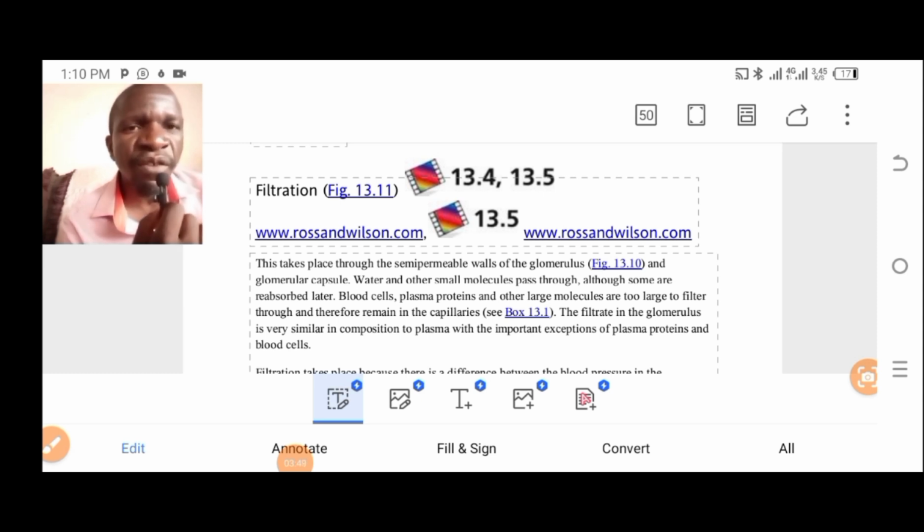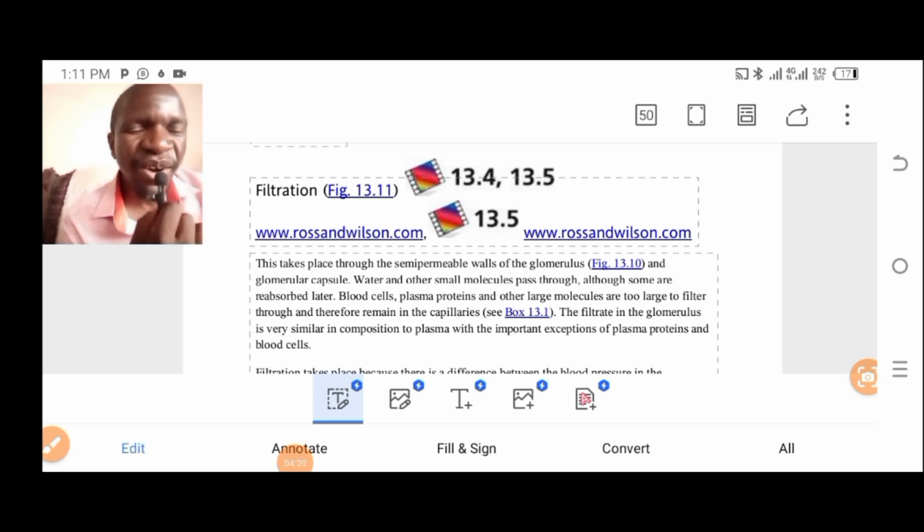So what is going to be filtered? Water and other small molecules pass through the semi-permeable walls of the glomerulus into the Bowman's capsule. Blood cells, plasma proteins and other larger molecules are too large to filter through and therefore remain in the capillaries. So larger molecules will not pass through the walls of the glomerulus. They remain in the blood capillaries. And what are these larger molecules? We have blood cells, plasma proteins, and other larger molecules which are too large to filter.